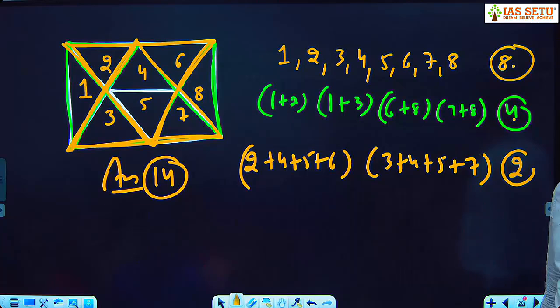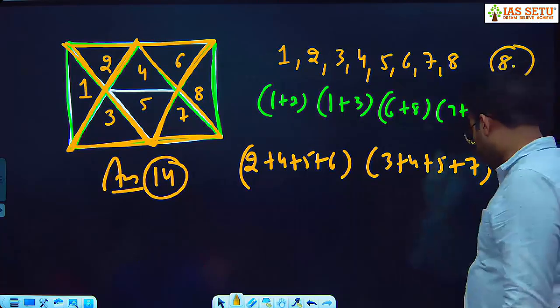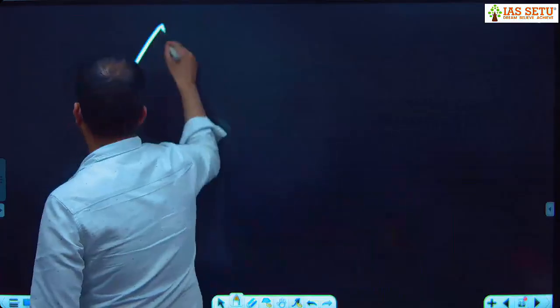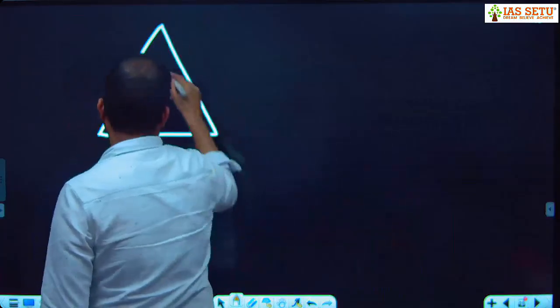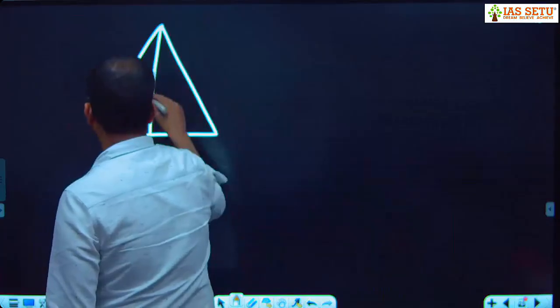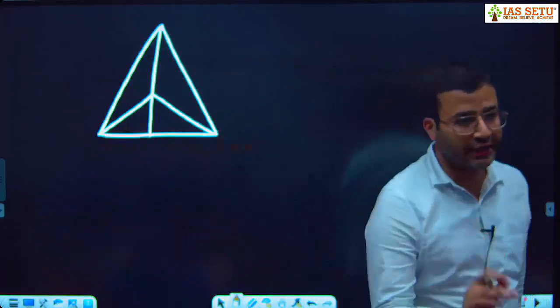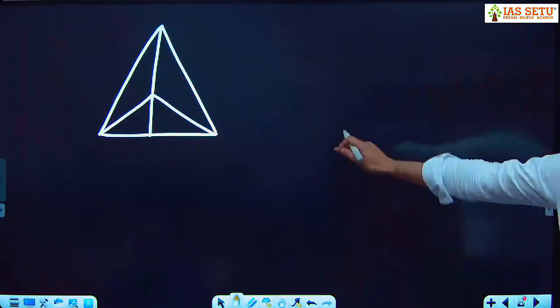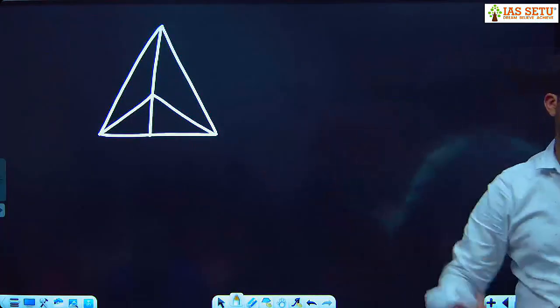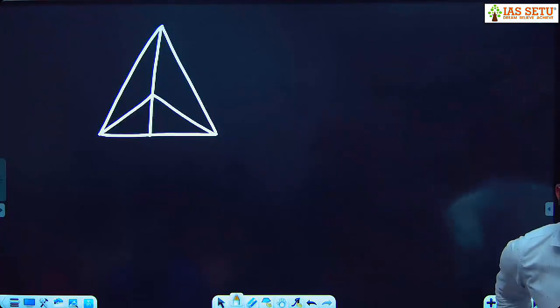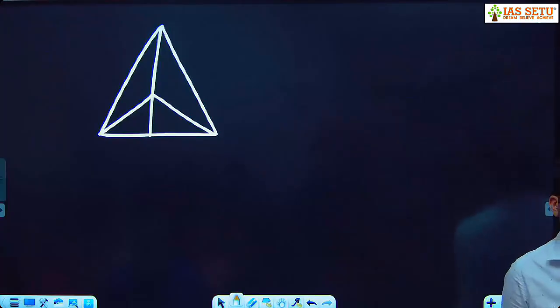Okay. Let me take 2, 3 more examples. Take your time. Count the number of triangles in this given figure. Don't be in a hurry.